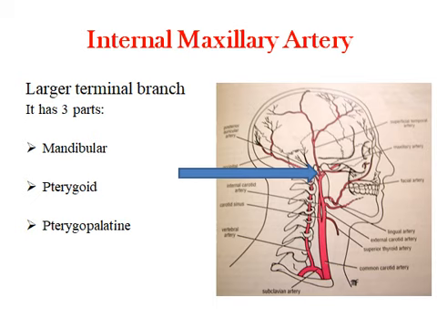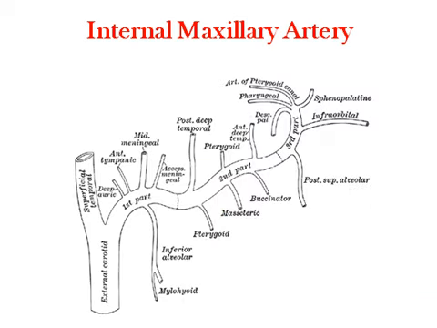It has three parts: mandibular, pterygoid, and pterygopalatine. Diagram showing the three parts of the internal maxillary artery and its various branches. First part is mandibular, second is pterygoid, and third is pterygopalatine.